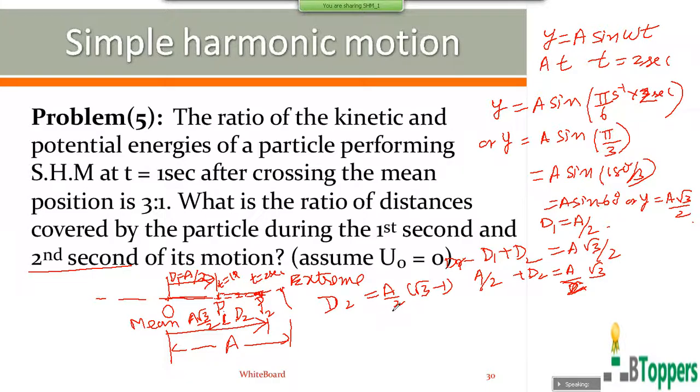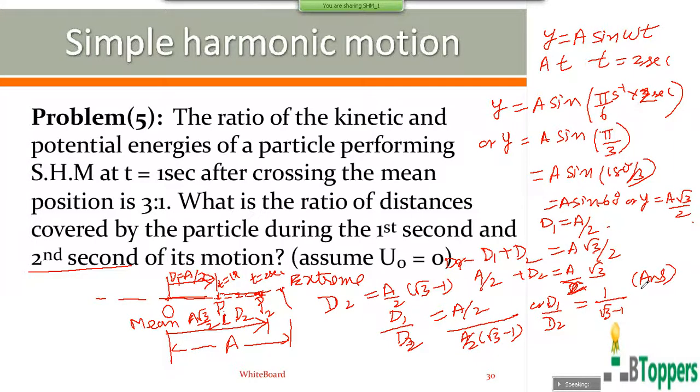So now we can find the ratio of d1 and d2. d1 is a by 2, d2 equal to a by 2 into root 3 minus 1. So ratio of distances covered by the particle during the first second and second second is 1 by root 3 minus 1. That's the answer. So if you want to copy the solution of the problem, you can take a pause and copy the solution of the problem.